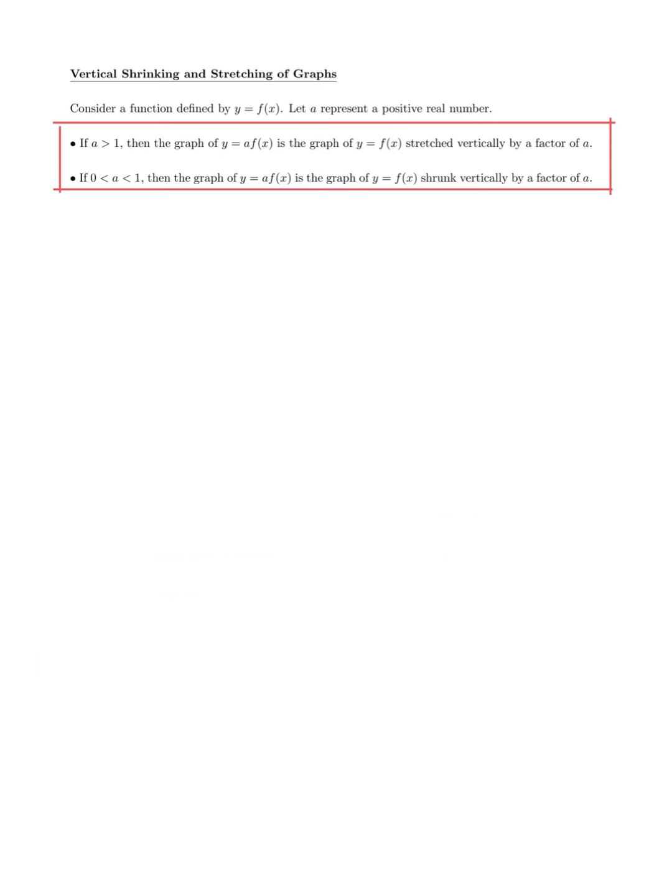Our next topic is vertical shrinking and stretching. So let's just read this together. It says, consider a function defined by y equals f of x, and let a represent a positive real number. Number 1, if a is strictly greater than 1, then the graph of y equals a times f of x is the graph of y equals f of x stretched vertically by a factor of a. Number 2, if a is strictly between 0 and 1, then the graph of y equals a times f of x is the graph of y equals f of x shrunk vertically by a factor of a.